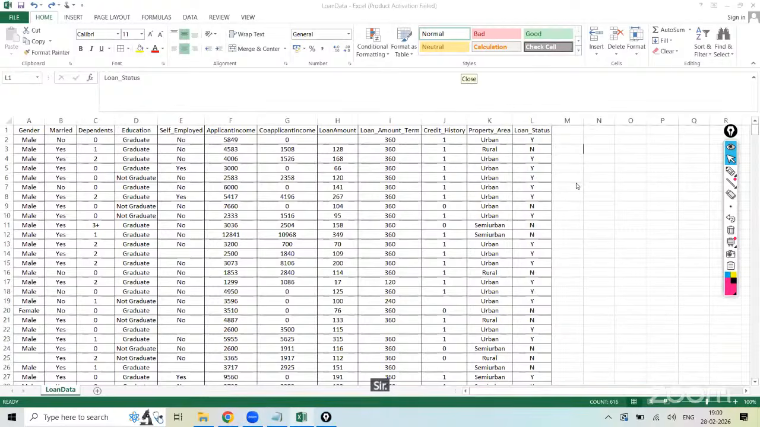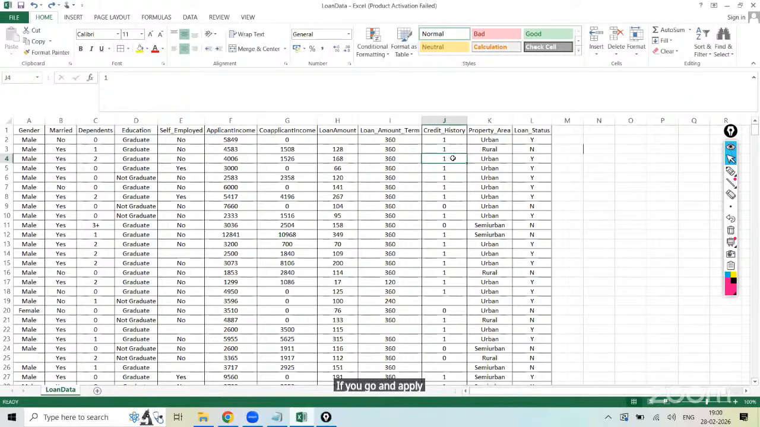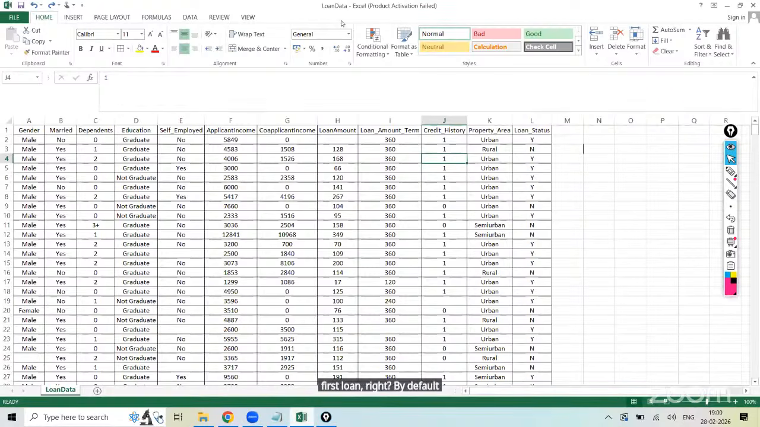Sir, what if he is going to take the loan for the first time? Obviously, the credit history is going to be good only. By default, good credit history. If you go and apply for a loan for the first time, a bank loan, personal loan, go to any bank and apply for the personal loan, by default it will be considered as good credit history. First time, first loan, right? By default. Right?